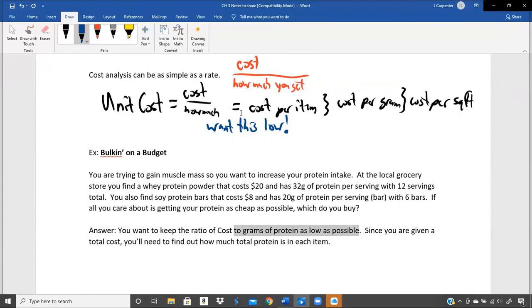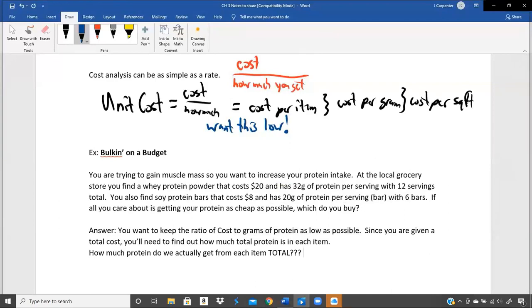So you'd go cost per calorie, but we're going to go cost per gram of protein. But there's a problem here. How much protein do we actually get from each item total? We don't know. We weren't told. I told you to get 32 grams per double scoop of protein powder. I told you you get 20 grams of protein per bar.